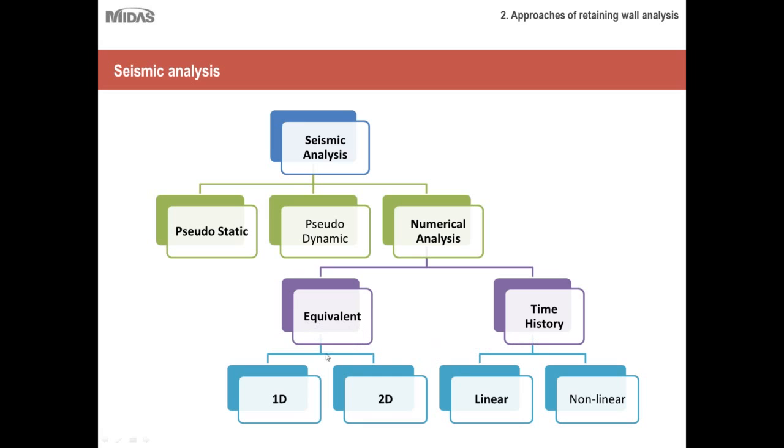Under equivalent method there is 1D equivalent method and 2D equivalent method, whereas under time history there are two branches, linear time history and non-linear time history. Now if you notice in this slide, pseudodynamic and nonlinear time history are not bold, whereas all other types I have used bold letters.